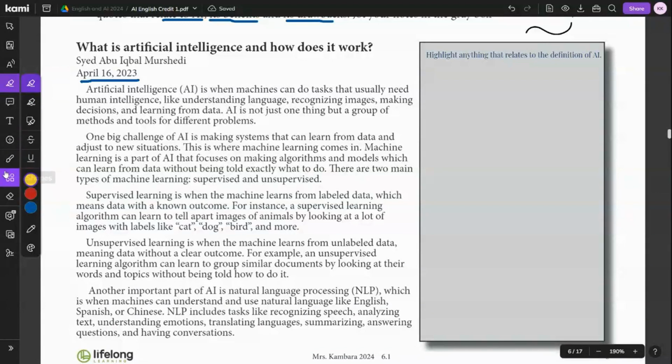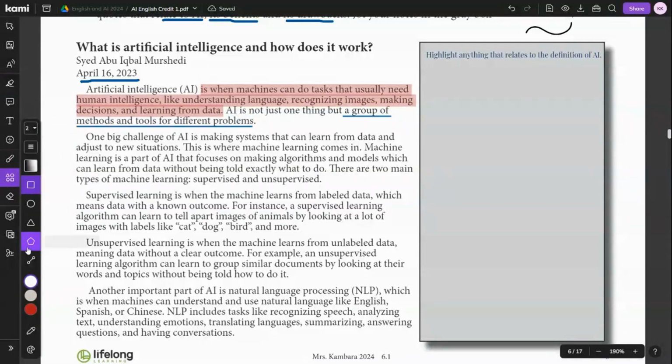AI is when machines can do tasks that usually need human intelligence, like understanding language, recognizing images, making decisions, and learning from data. AI is not just one thing, but a group of methods and tools for different problems. Okay, so it is a group of tools for different problems. So consider, let's do some lines. Let's do a little line over. Okay, breaking this down, because this is what you want to make sure to understand.